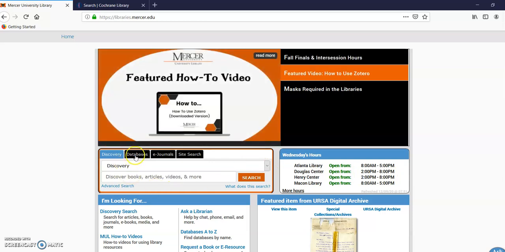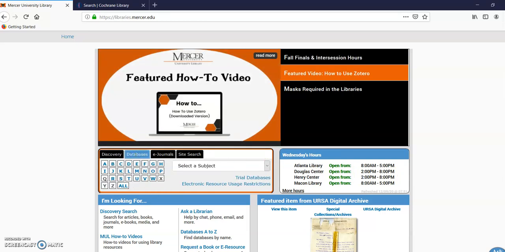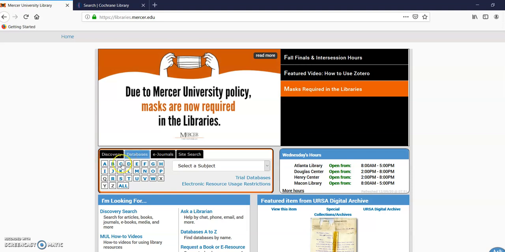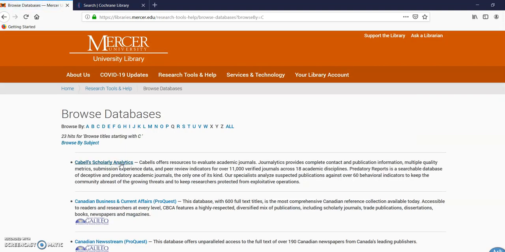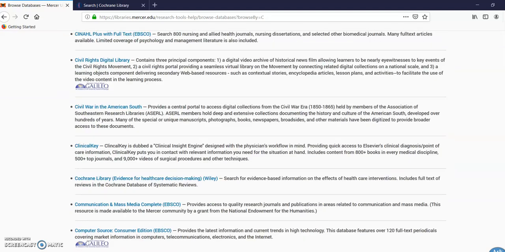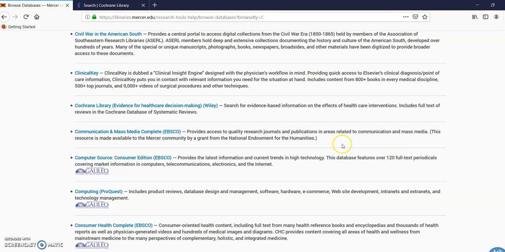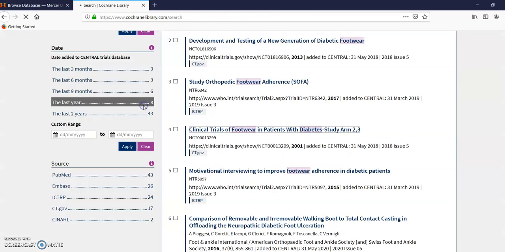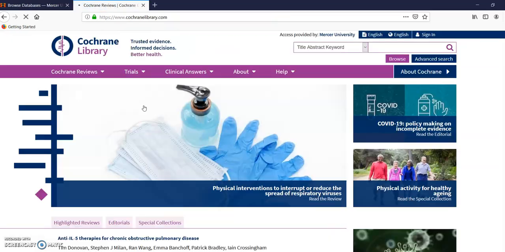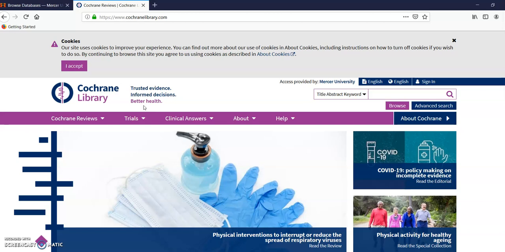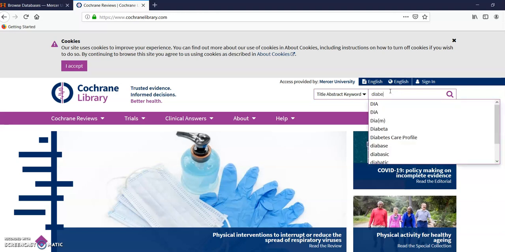Here I am at databases, and to find two of those resources, we're going to go to a database called the Cochrane Database of Systematic Reviews. I'm scrolling down a little bit, and here it is. Okay, and here we are at this database. I'm clicking here, I'm going to type in diabetes and footwear.